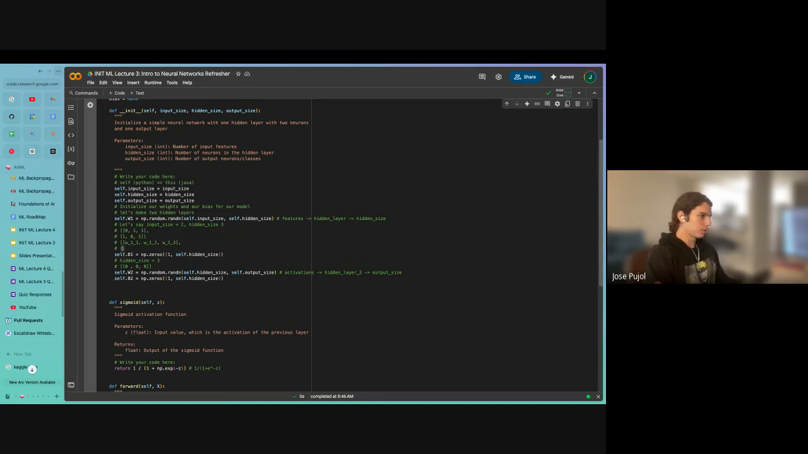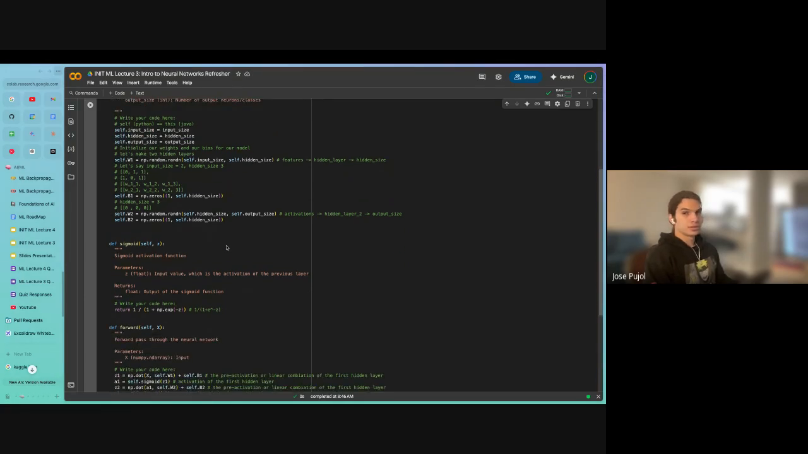And then this would be weight 2 of the first neuron, and then this is weight 2 of the second neuron, and weight 2 of the third neuron. Does this make sense? Maybe? No? I hear silence. I hear crickets.